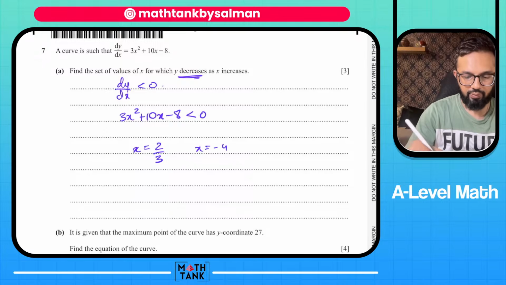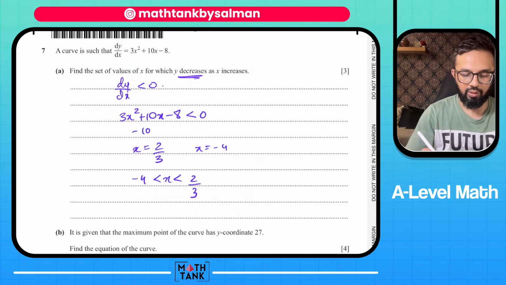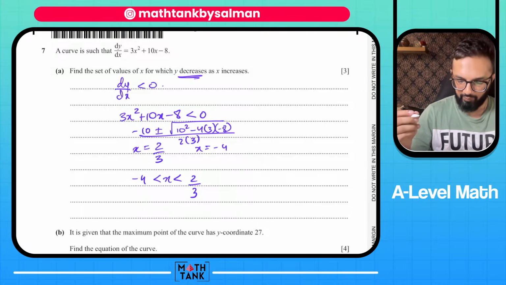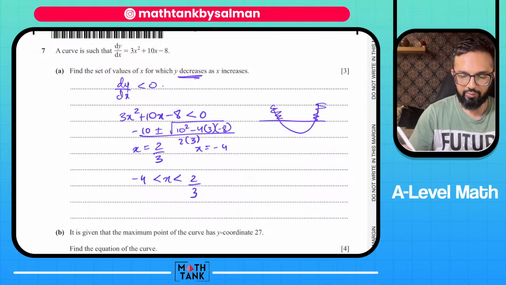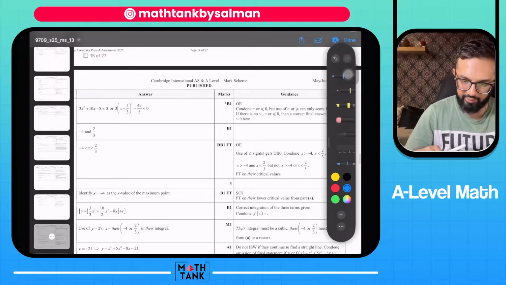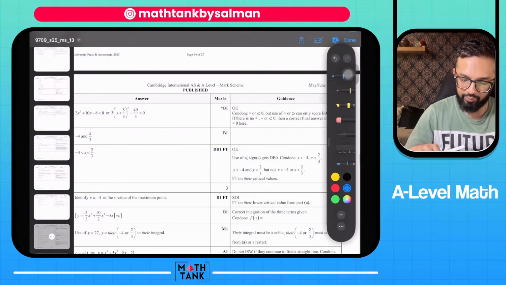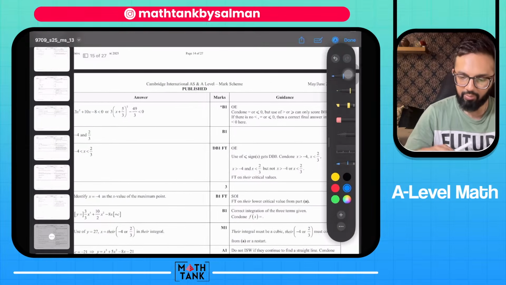X equals minus 4. So x is between minus 4 and 2 over 3. Again, I have to show you the quadratic formula: minus b plus minus root of b squared minus 4ac over 2a. Because it's an inequality like that, these two areas will be shaded, and that's what the answer will look like. I hope that's correct. They certainly want a method here, so you have to show the quadratic formula and then come up with the final answer.